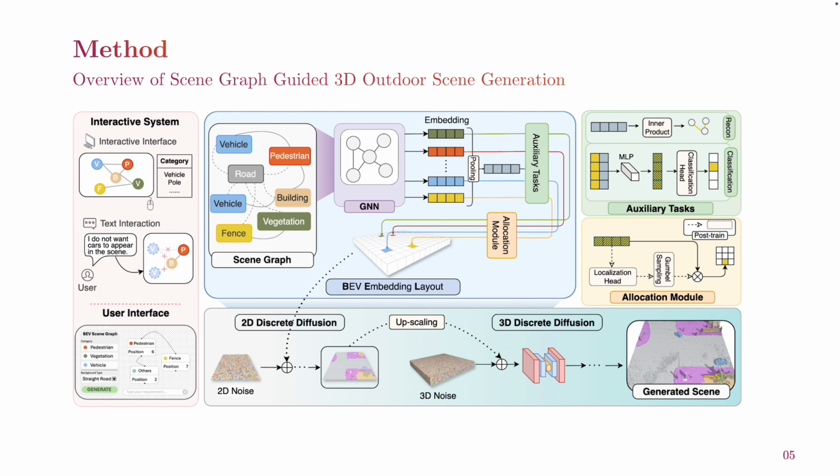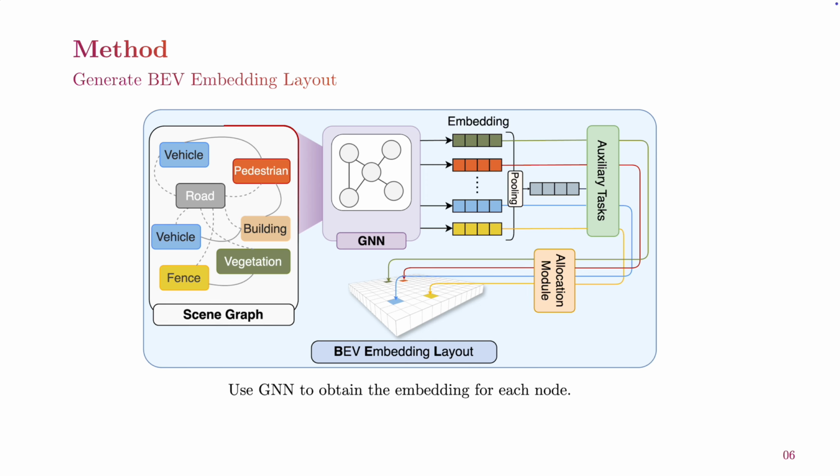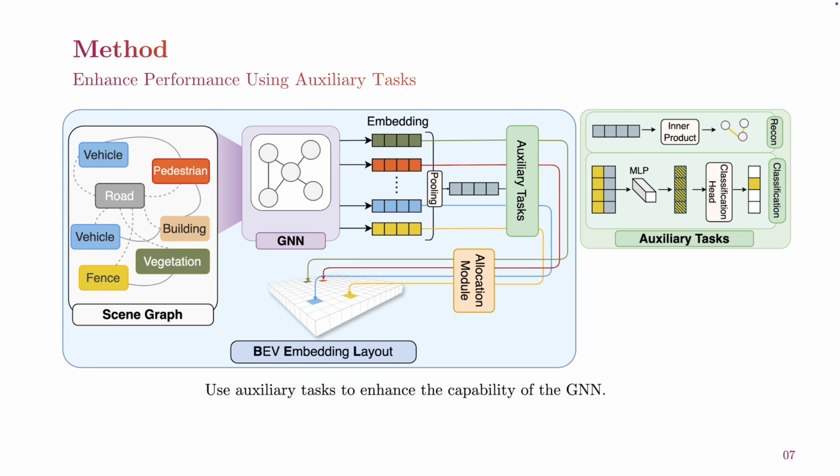Our method is divided into three main components: the design of an interactive system, the generation of the bird's eye view embedding layout, and the conditional 3D scene generation using a diffusion model. We use the scene graphs as input to a graph neural network, obtaining the embedding for each node, and a global embedding by pooling all the node embeddings. In this process, we enhance the training of the graph neural network by incorporating two auxiliary tasks: edge reconstruction and node classification.